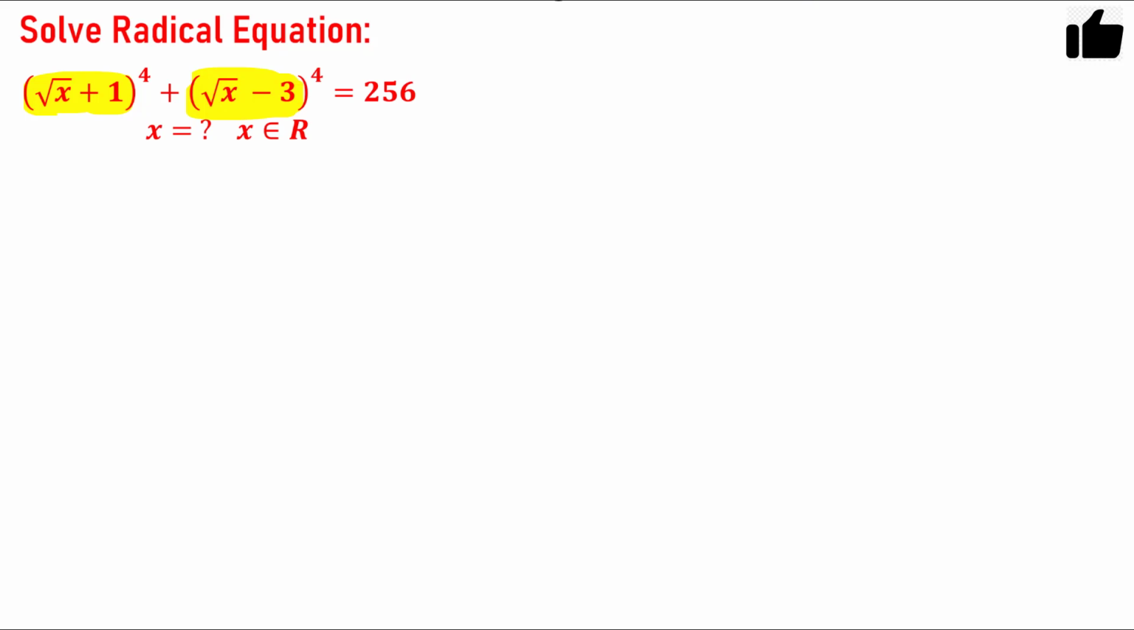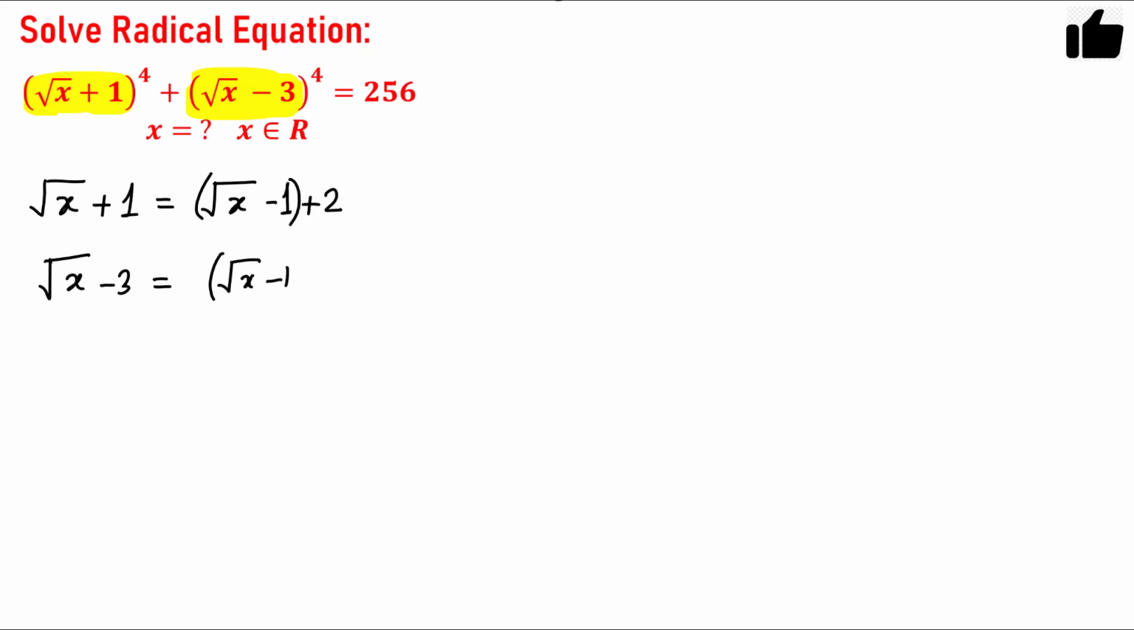Then you express these two numbers in terms of the mean. For example, in this case, you can say root x plus 1 can be written as root x minus 1, because the mean was minus 1, plus 2. So you have written this number in terms of the mean. Similarly, you can write root x minus 3 in terms of the mean, that is root x minus 1 minus 2.